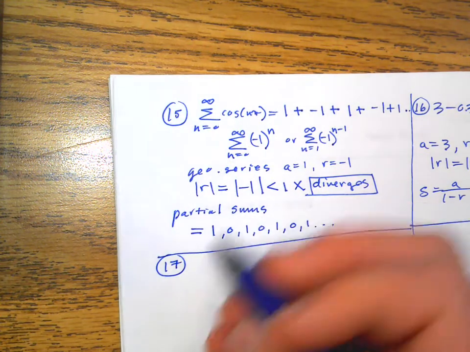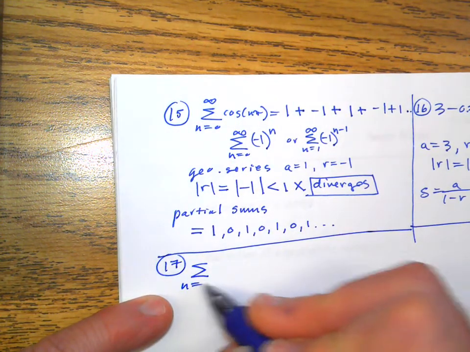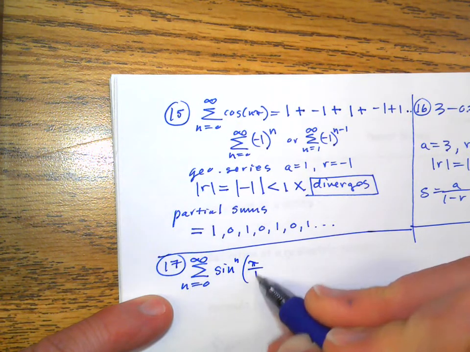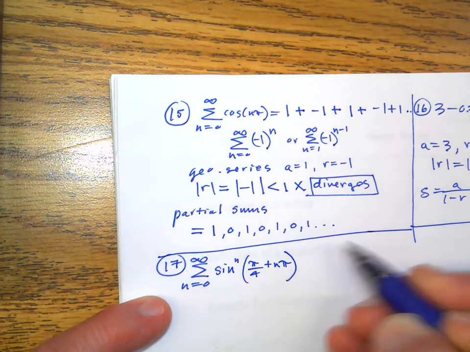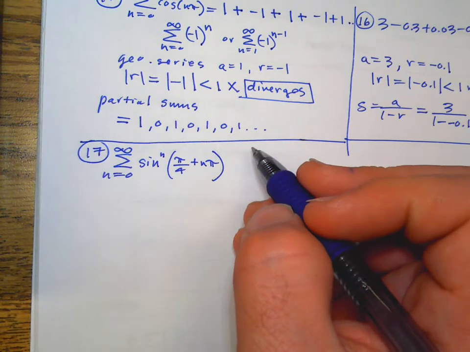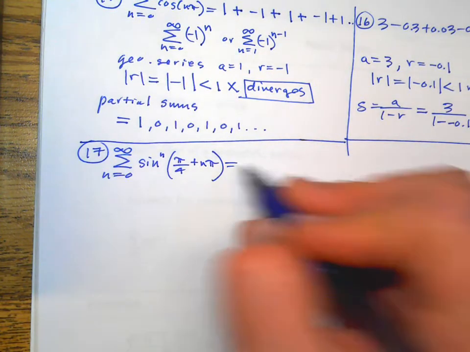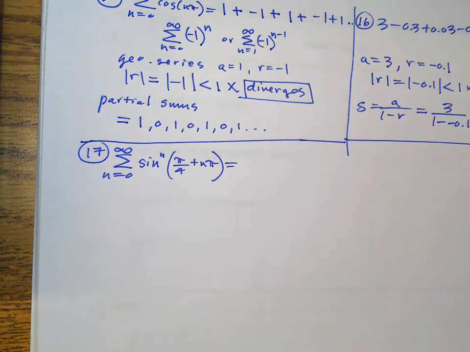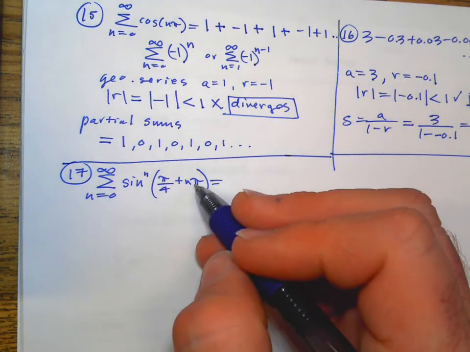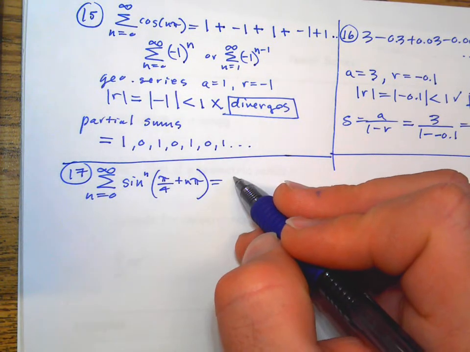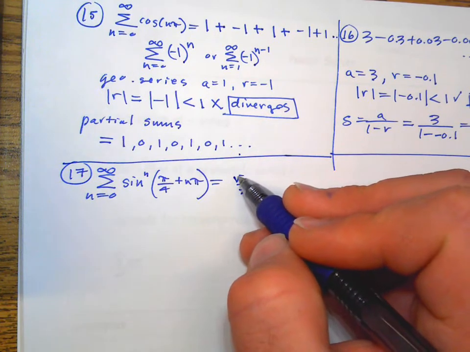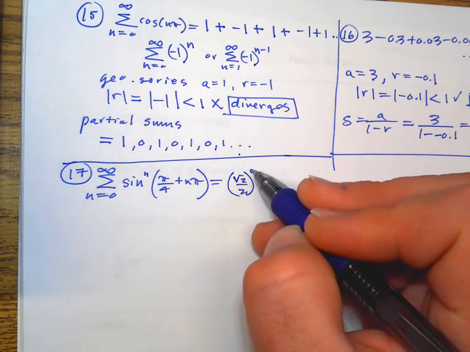Okay, 17. Wow, this one looks crazy. Okay. I don't know. I look at that and I don't think, oh, that's a geometric series. I'm like, I don't know what's going on. I think we should just start plugging some values in. n equals 0. Sine of pi over 4 would be root 2 over 2, right? But then it gets raised to the 0th power, right?